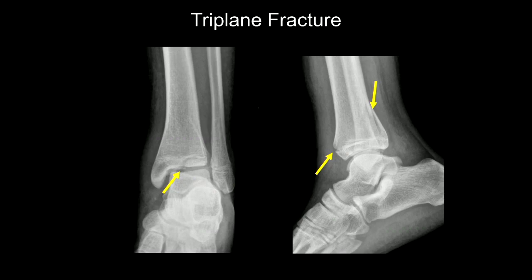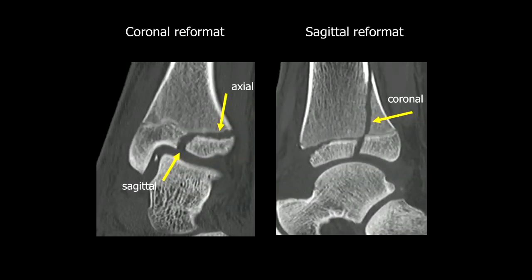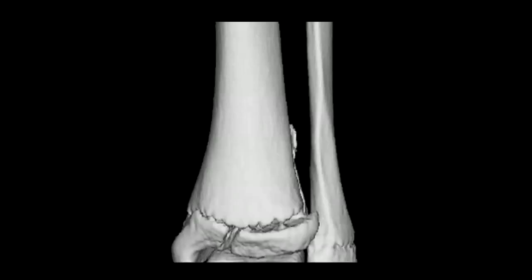The triplane fracture also is an example of a Salter-Harris type 4 fracture with a sagittal epiphyseal component, an axial physeal component, and a coronal metaphyseal component. And all these components are more easily identified on CT imaging that also is obtained to evaluate the extent of distraction or displacement. And certainly 3D imaging is very graphic to show the sagittal component, the axial component through the physis, and the metaphyseal coronal component.